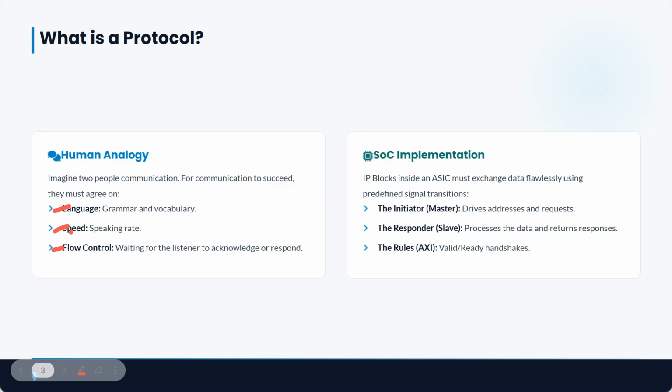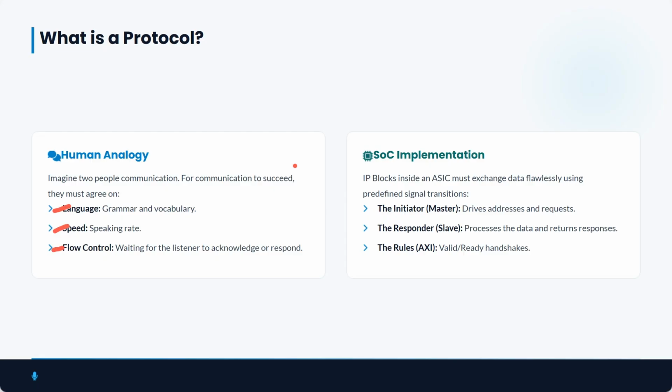Language and grammar: they must speak the same language using an agreed upon vocabulary. Speed: if one person talks at 300 words per minute and the other speaks very slowly, information may get lost. The third one is flow control. When I ask you a question, I pause and wait for you to nod or say yes before I give you the next piece of information. Now bring that exact concept into an SoC interconnect.